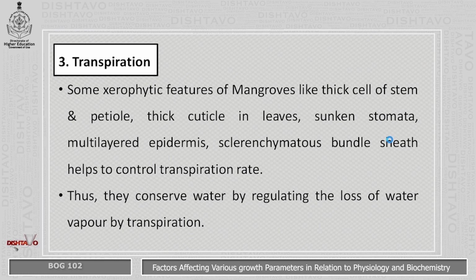The next is transpiration. Transpiration is one of the major factors that affect the growth of mangroves. Some xerophytic features of mangroves, like thick cell wall of stem and petiole, thick cuticle in leaves, sunken stomata, multi-layered epidermis, sclerenchymatous bundle sheath, help to control transpiration rate. Thus, they conserve water by regulating the loss of water vapor by transpiration in a saline environment.